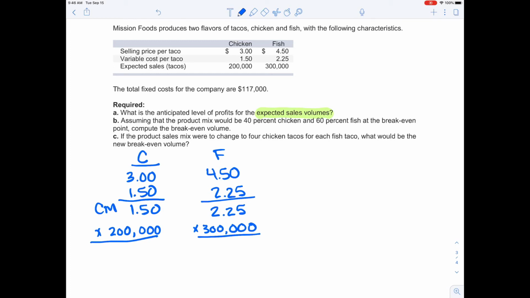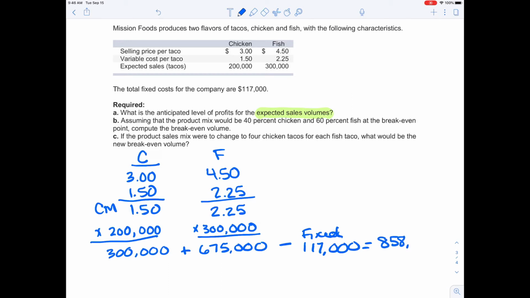If I take my contribution margin times the number of units, I would get 300,000 here, and I would get 675,000 here. This is how much profit I would make just from selling those. But then I would have to subtract my fixed costs. My fixed costs are 117,000, which would give me a profit of 858,000. So that's what my expected sales are.